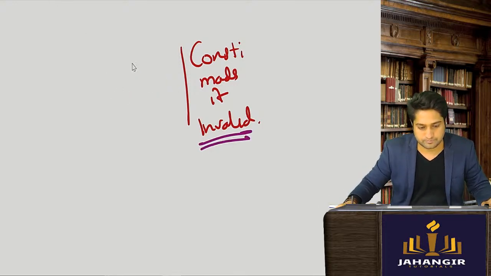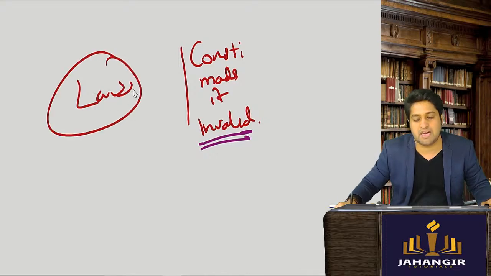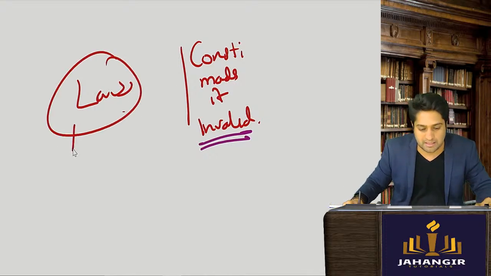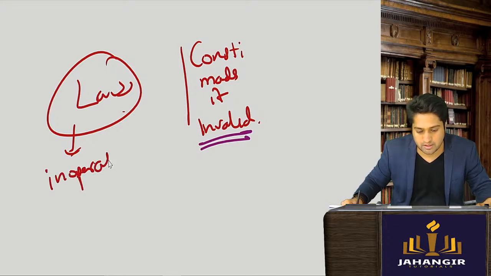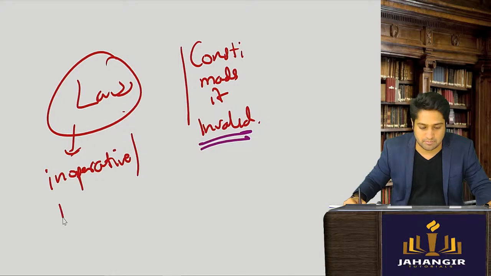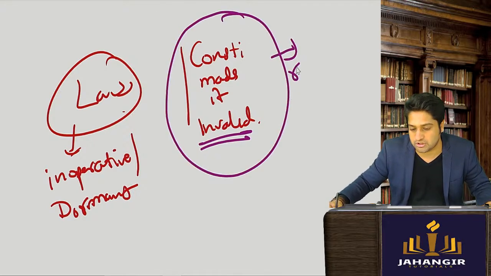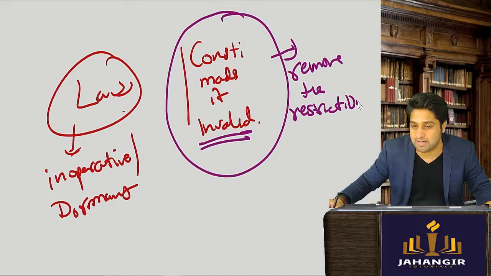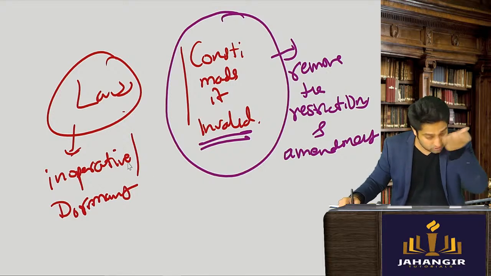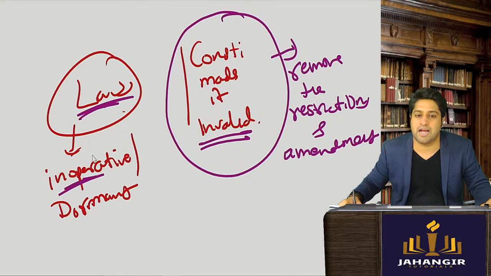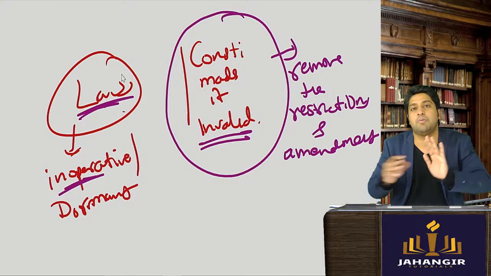So there was a law. The constitution came, was passed, and made the law invalid. So this law will become inoperative, and it will become dormant. Dormant means inoperative. However, if the constitution removes the restrictions and brings an amendment in the constitution, then this law, which was inoperative because of that restriction, will automatically become active, as the restriction has been removed.